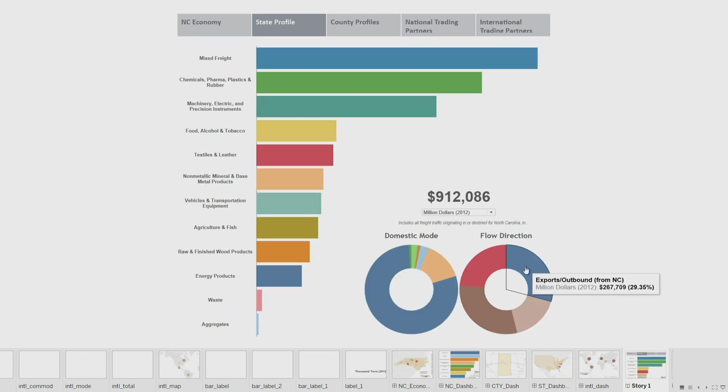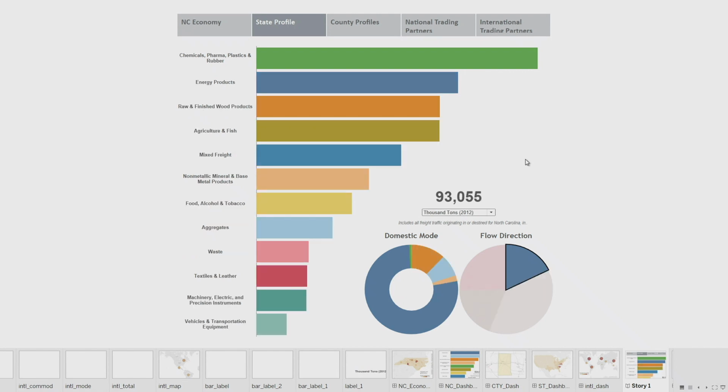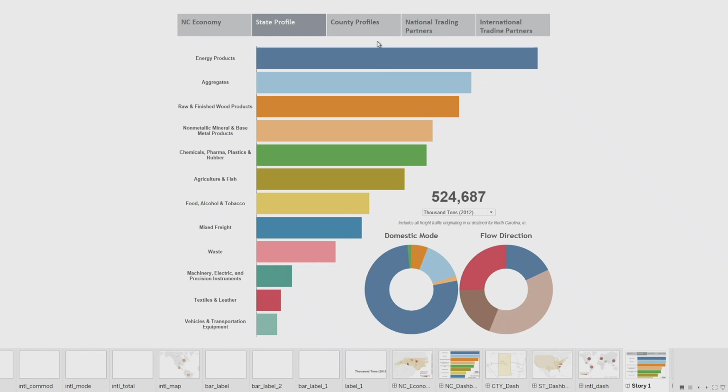And then if we wanted to look at most of our exports, you can see what the highest North Carolina exports are in terms of weight, in terms of dollars. So, all classic cross-filter use cases for Tableau. The county profiles were the original impetus for this work.